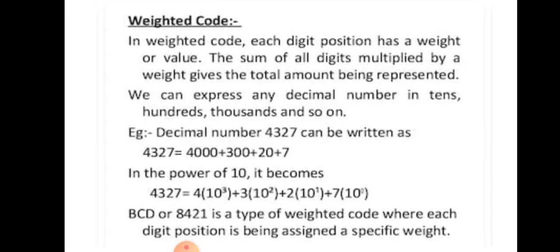So 7 into 1. Okay, so here we can see the example of a decimal number. Now the BCD or 8421 is a type of weighted code where each digit position is assigned a specific weight. This type of coding system is called the weighted code. This concept will get clear when we solve the problems or calculate the actual weight of a particular number. So just remember the general definition of weighted code: a code in which each digit position has a particular weight or value is called a weighted code.